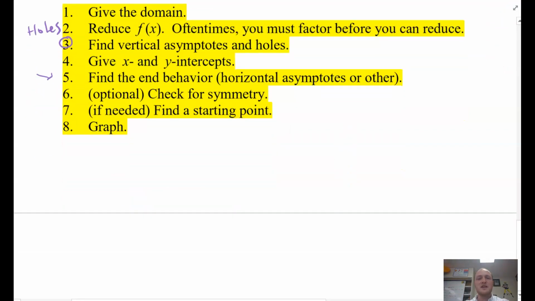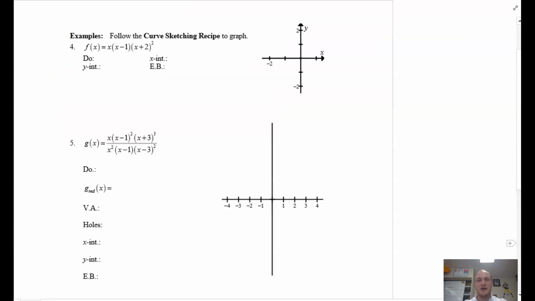And then if needed, I will do this on the last example, we'll find a starting point that will help us graph it. And then last, graph. Simple enough, okay? So let's go ahead and check this out.